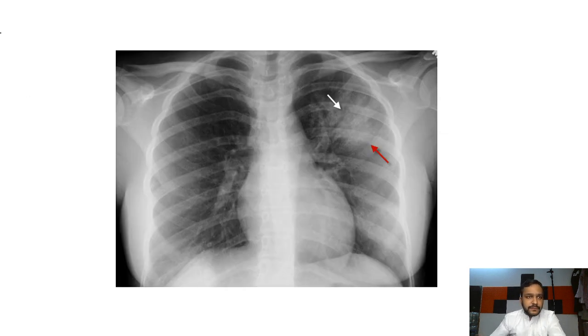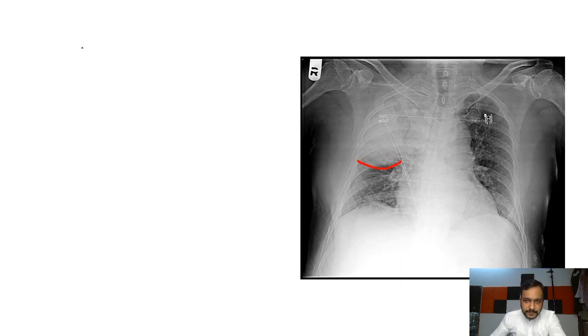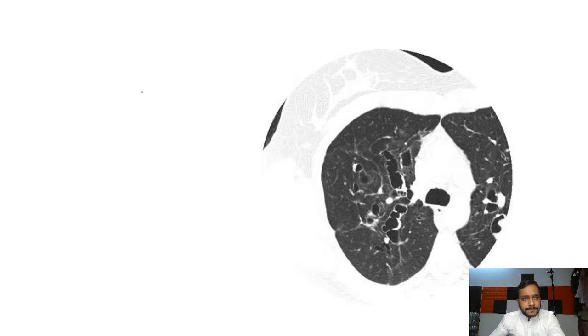The fifth, identify the sign in this case. Again, you have to identify the sign in this case. So this was a patient who had history of asthma, and the following features were seen on CT.